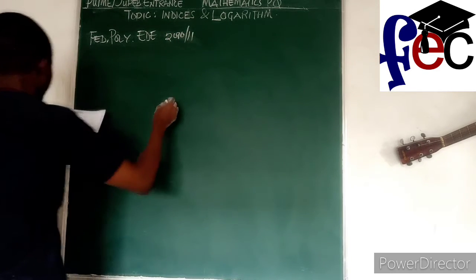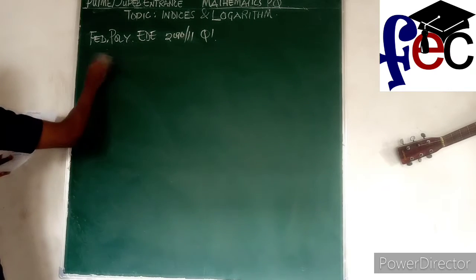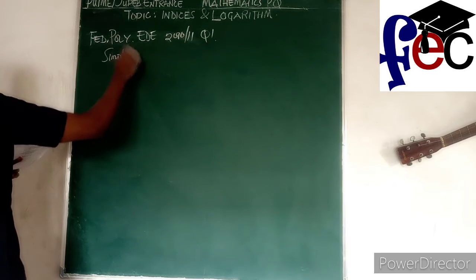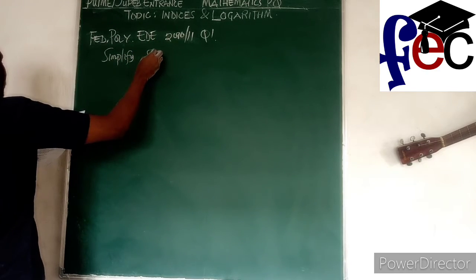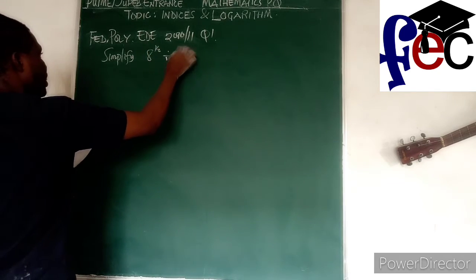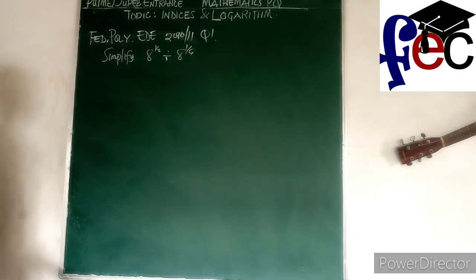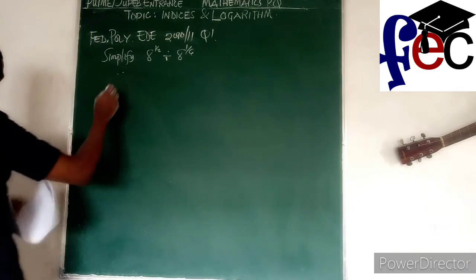That's 2010-2011, question 1. It says simplify 8 raised to power 1 over 2 divided by 8 raised to power 1 over 6. So look at this now. Solution. Okay, the options.